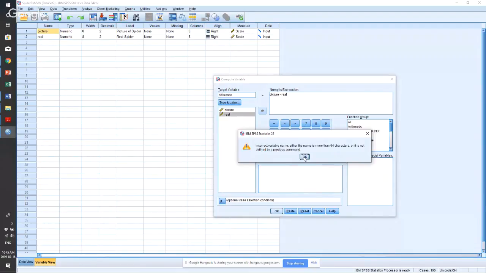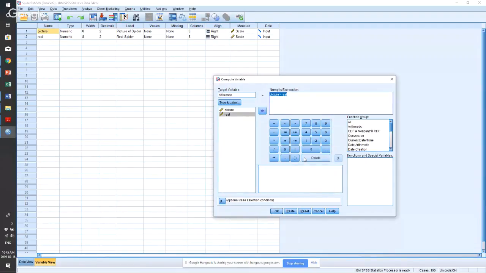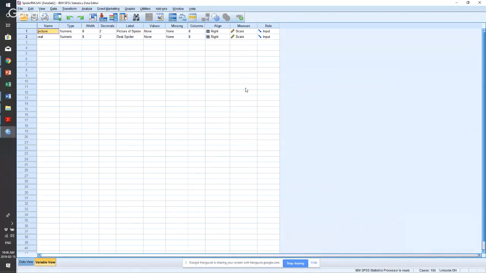I'm telling you to compute it. I don't know what's going on. This is very weird. Anyway, you would do that. I'm gonna move on. I'm not sure what's happening. I would get the score difference. I would then explore the difference and look at if it was normally distributed.